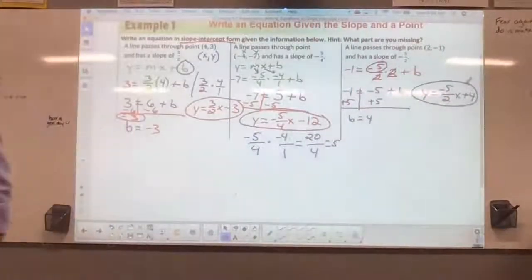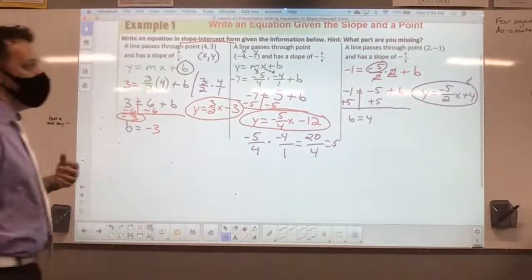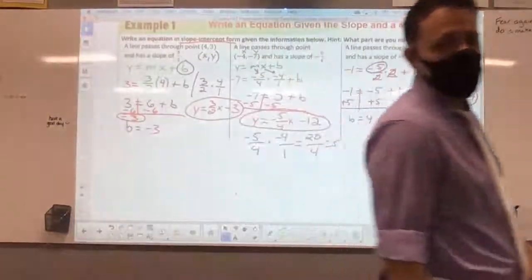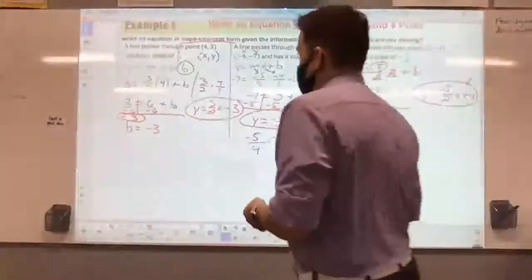So my equation is y equals my slope... Any questions? All right, ladies and gentlemen, work on the next 3. Try to see if you can do it on your own. You're trying to find the b, the y-intercept, if it's not given to you. That's the main thing you're looking for here.